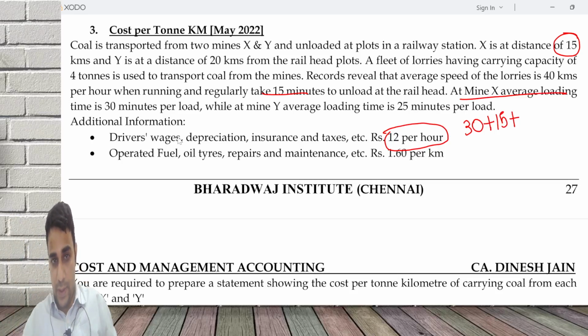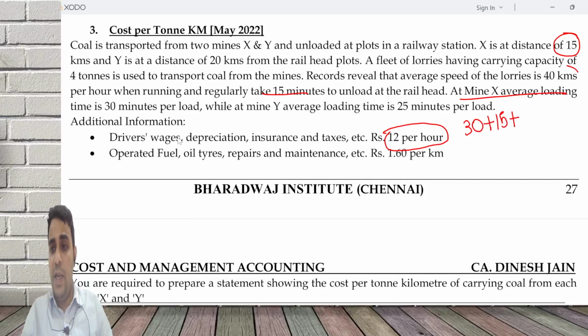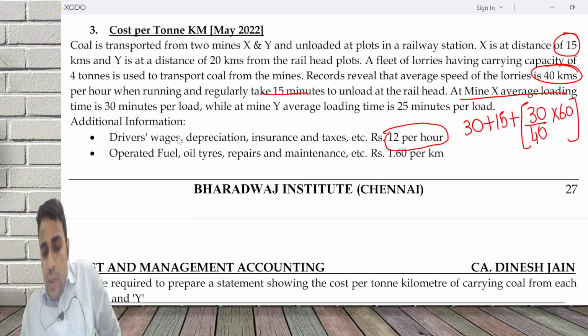Overall you have 30 kilometers of travel. The speed of the lorry is 40 kilometers per hour. So 30 kilometers divided by 40 kilometers into 60 minutes. You will have to do this calculation below, so leave some 5 lines gap.